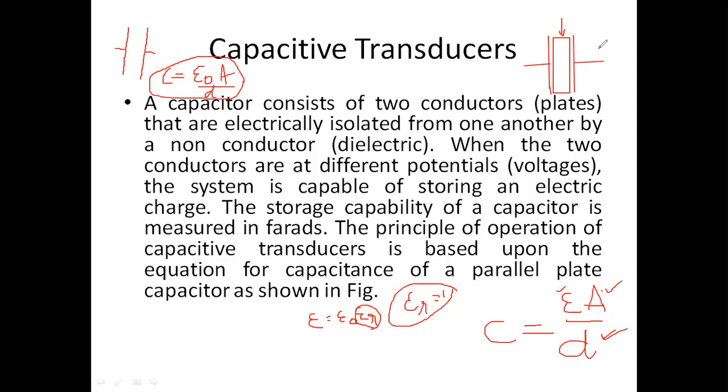And if a dielectric material is present, then capacitance C equals epsilon naught into epsilon r A by D. This is epsilon naught, not epsilon B here. Epsilon r has a value depending upon the dielectric material which I am using between the two parallel plates of a capacitor.